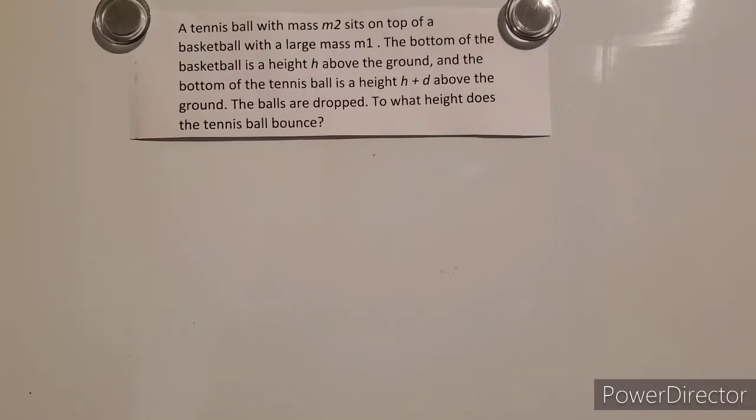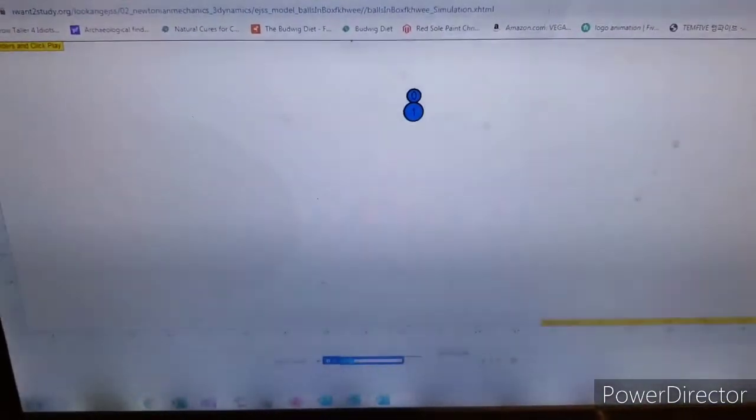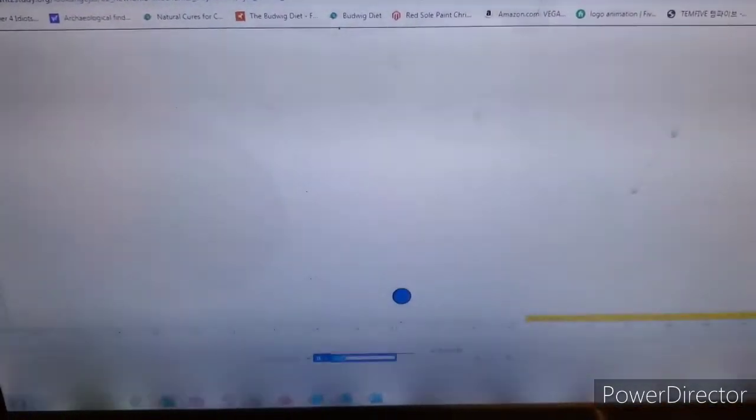Well, first, let me show you a simple virtual simulation of this experiment. Here is a virtual simulation of the balls falling. Ball 1 is a basketball and ball 0 would be the small tennis ball. Here's the simulation. As you can see, the small tennis ball would have flown very high in the air. But now let me show you another real experiment.